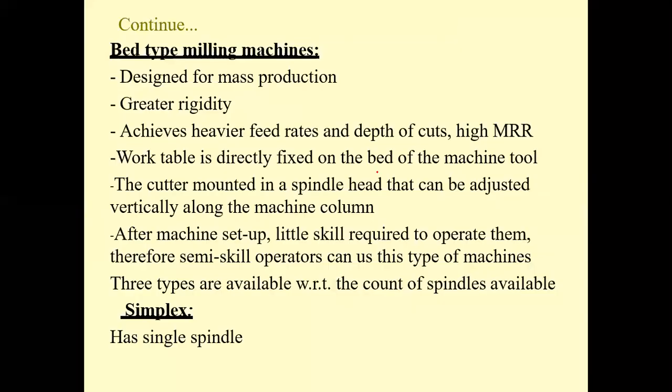Normally this kind of milling machine is very big in size, normally used for mass production. Mass production means a huge quantity. If you want to manufacture something in huge quantity, we normally call that kind of production mass production. So for more quantity, you use this kind of machine.